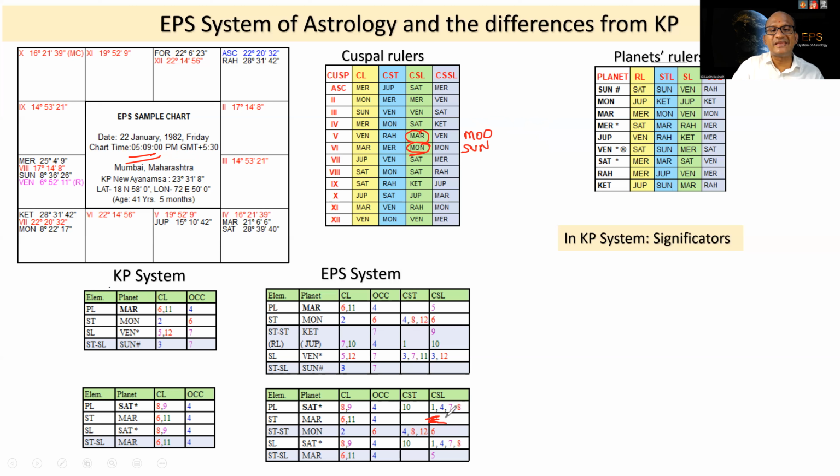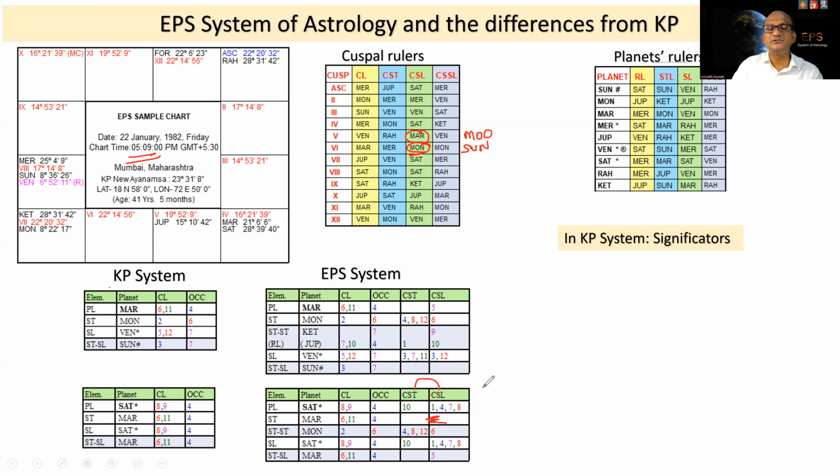Only then can we find the difference in two people who are born within a few minutes of each other, or the same native born at a different time. The signification of the CST or CSL will show the difference, and the prediction will also vary. The impact of the CL/OCC will vary depending on the CST and CSL significations. How to study planets like this, self-signification, CL/OCC, CST, CSL, I will explain in a different chapter.